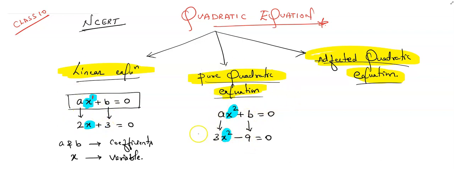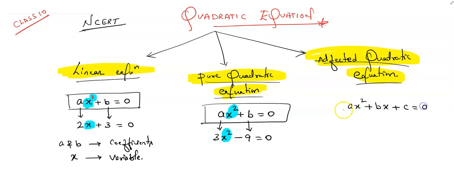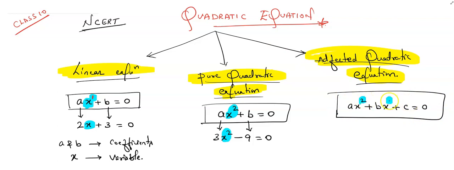An equation which involves a variable whose highest degree is only 2. If it is only 2, it is pure quadratic equation. If it is only 1, then it is linear equation. An equation which involves a variable whose highest degree is both 1 and 2, such an equation we call an affected quadratic equation. Here we can see the power of x is 2 as well as 1. Here nothing is there means we should assume 1 is there. Here power is both 2 and 1, hence we call it an affected quadratic equation.